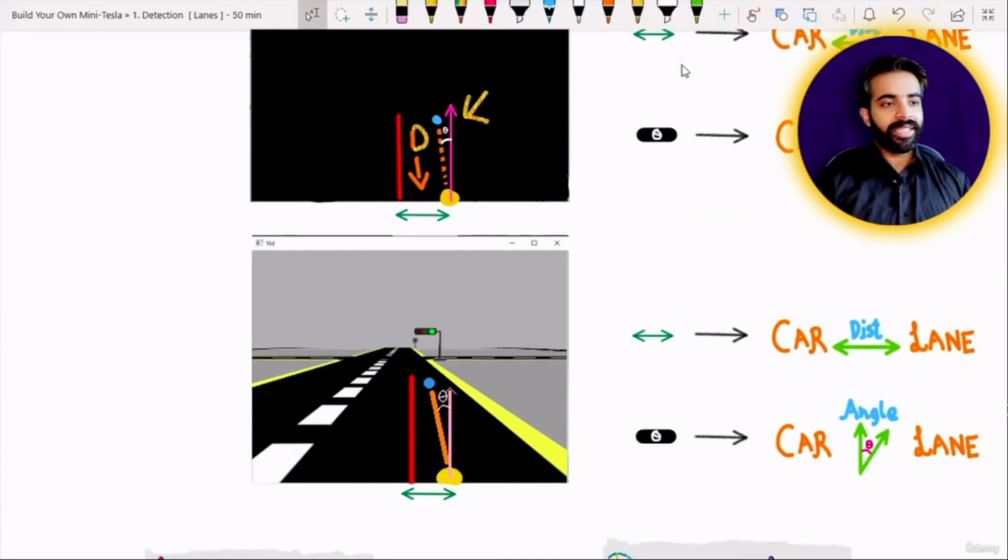Now, to put these things into perspective, we will superimpose the detected lane direction and the car's direction on the actual frame they were extracted from. For example, this red line shows that the car is headed on the left-hand side of the road, right somewhere here. And the road direction, or the lane's direction, is represented in this orange line.